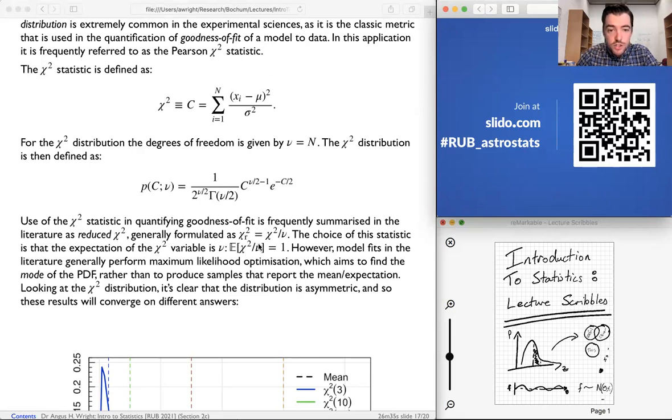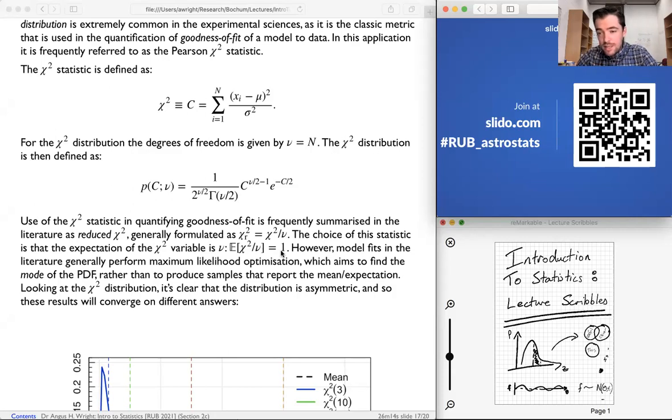The reason that this is used is because in the limit of very, very large n, the expectation of the chi-squared distribution divided by the degrees of freedom is 1. That is, the average of the chi-squared distribution divided by the degrees of freedom is 1.